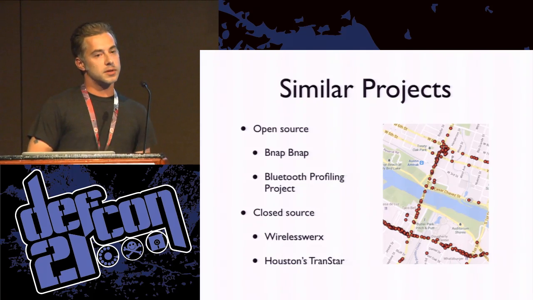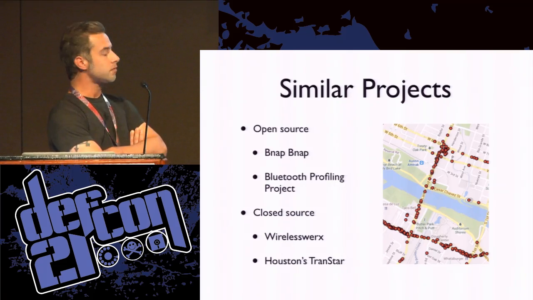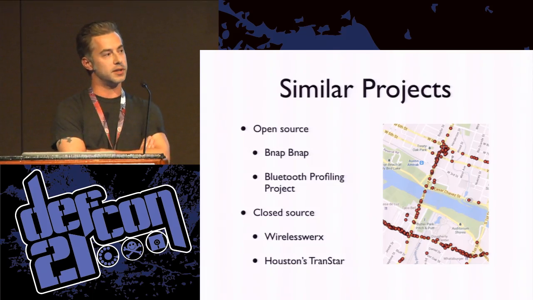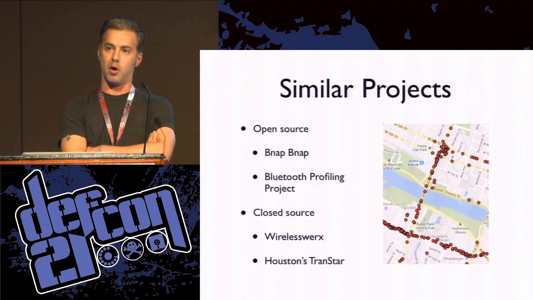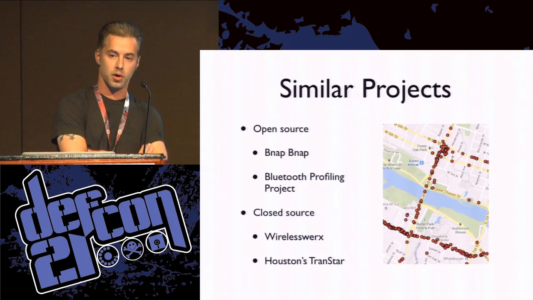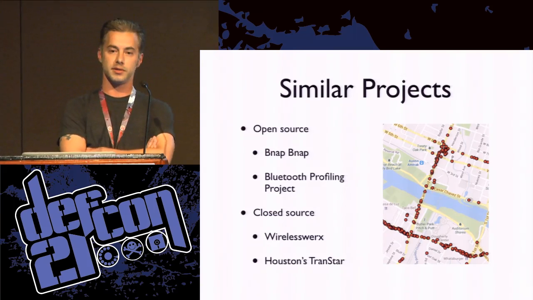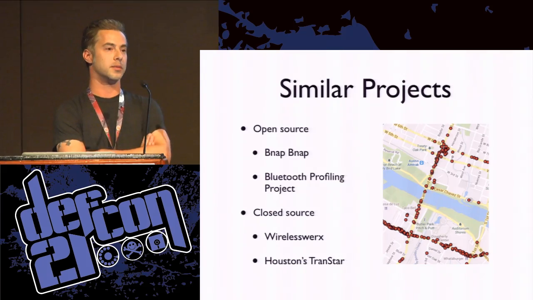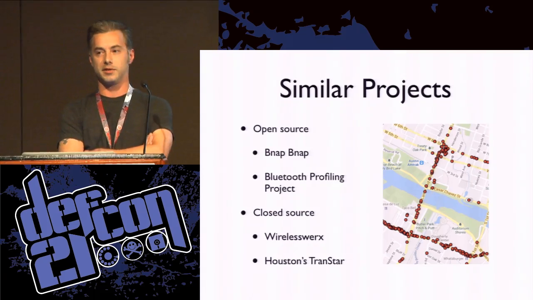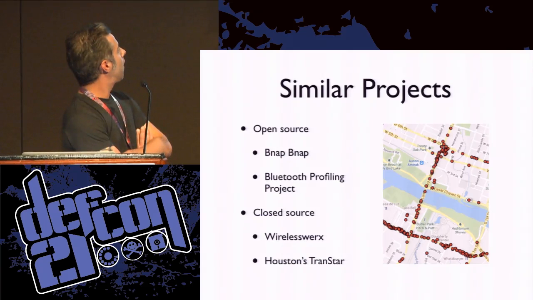There are some closed source projects that do this detection stuff. Wireless Works is a company. If you've been paying attention to the media lately, there's been a big stink about malls and department stores tracking you based on your cell phone's wireless probing, right? Wireless Works is the Bluetooth version of this, where they track you going into a store based on Bluetooth information. There's not a lot of information about them online, so if anyone is familiar with them, I wouldn't mind talking to you after the talk.